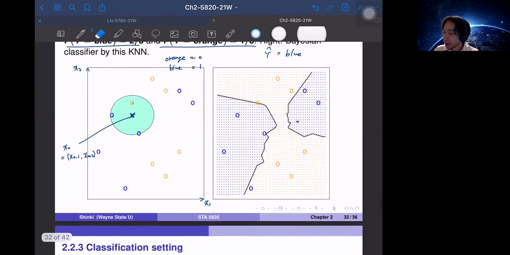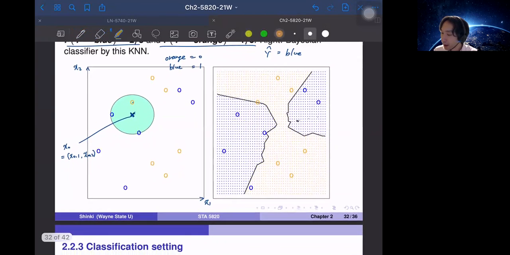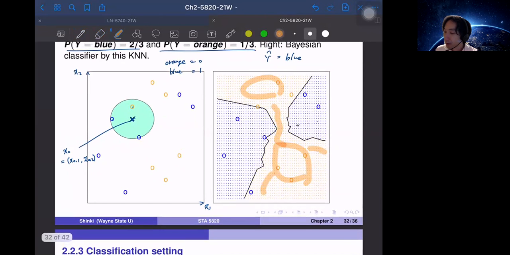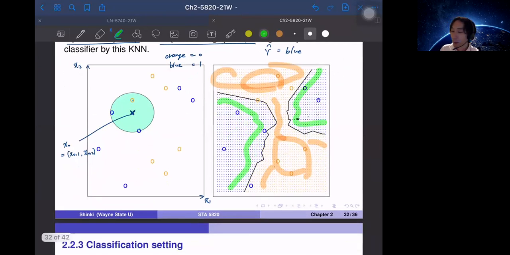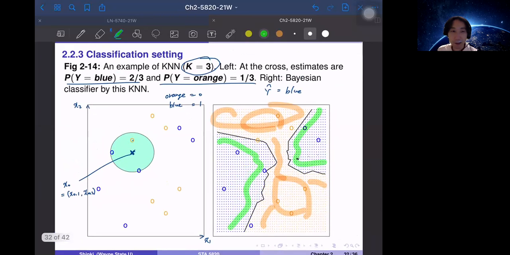So in this area, actually the probability of y equal to orange is more than 1/2. And in the blue area, the probability of blue is more than 1/2. So this is k equal to 3. So in the blue area, the probability of y equal to blue is either 1 or 2/3.